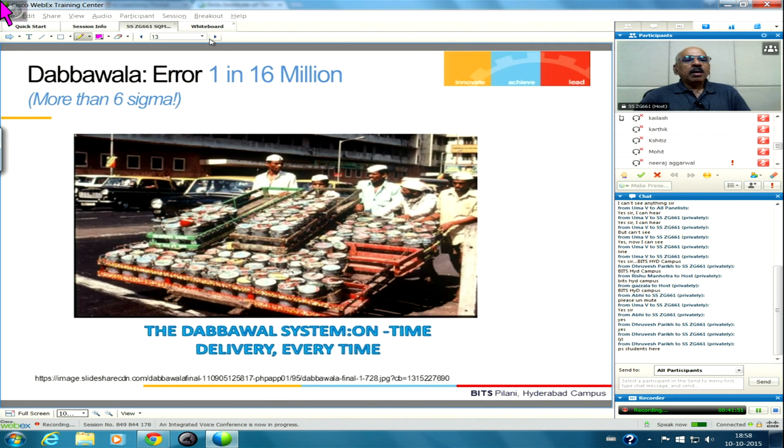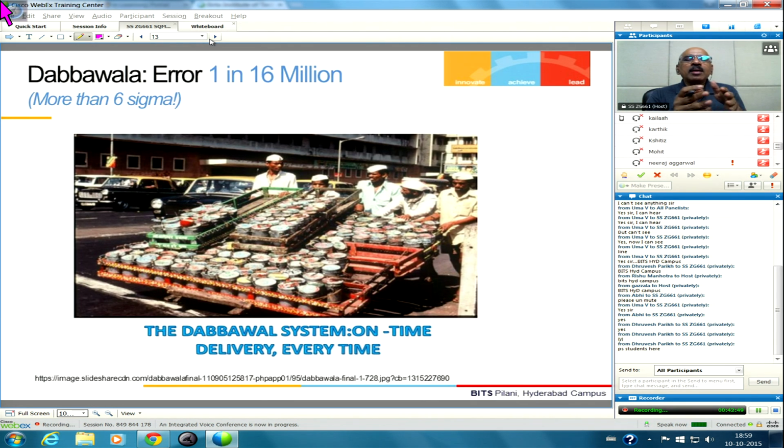Now, what is the defect rate in this case study? 1 in 16 million. That means if you take a particular scenario of 1 week or 1 month or 1 day, in that period of study, if there are 16 million ways things can go wrong, things can go wrong means defects can occur. The defects could be defined as a Dabba delivered to the wrong person, or delivered late, or the Dabba being broken. You can define the defect the way you want it. You can articulate the meaning of a defect.